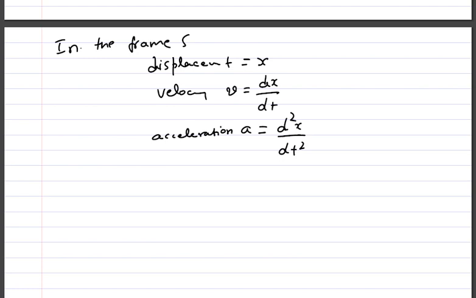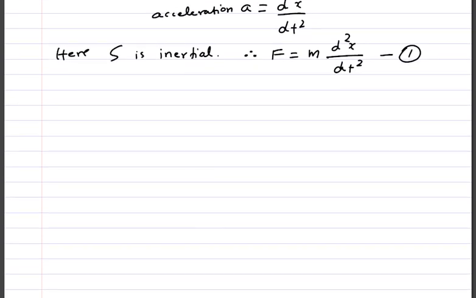Here S is inertial. S frame is not moving. Only S dash is moving. Therefore, only frame S dash is non-inertial. S is inertial. Remember that. Therefore, F is equal to m d square x by dt square. I call this equation 1 as they have done in the book.